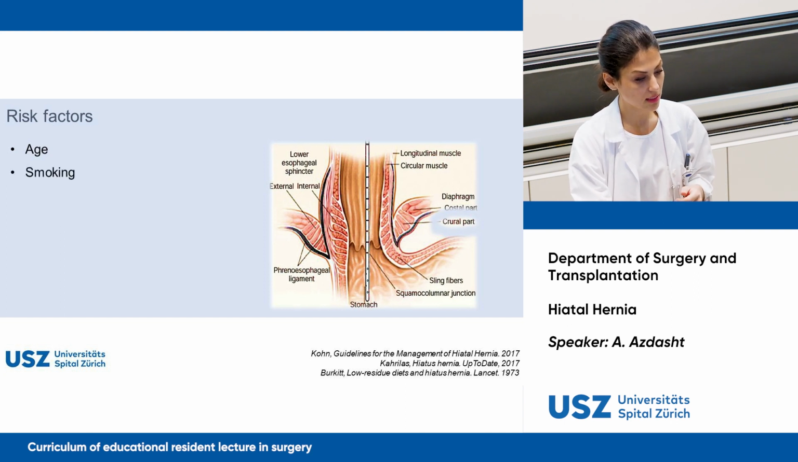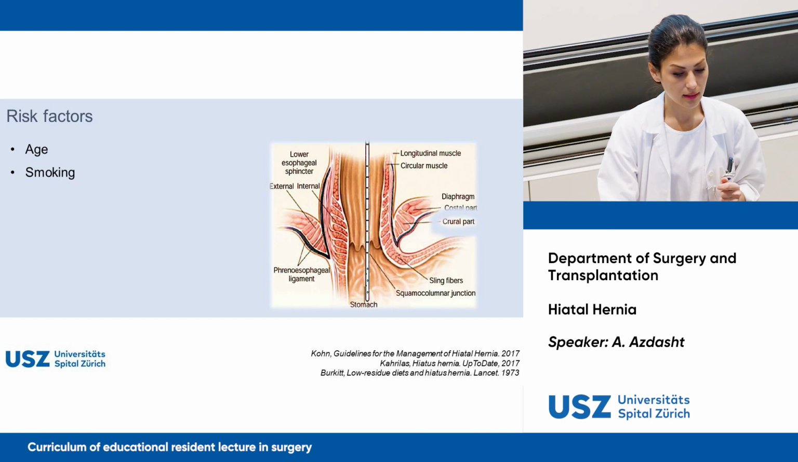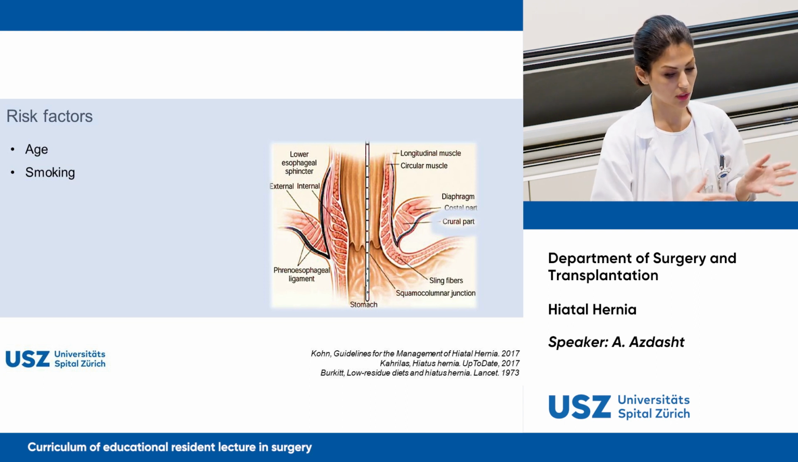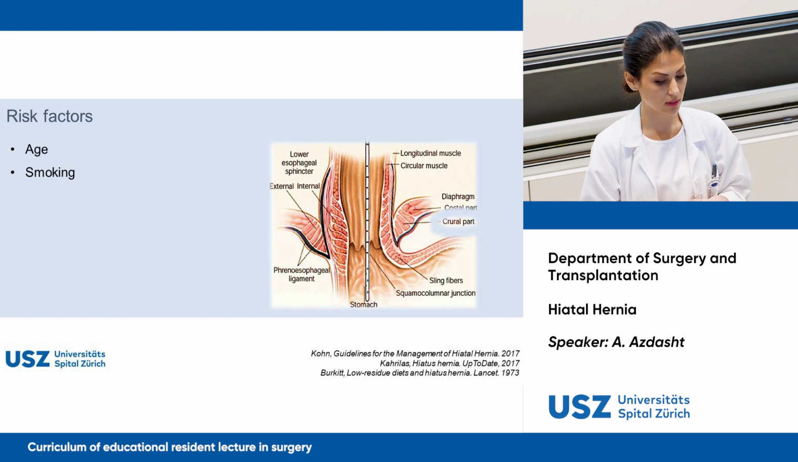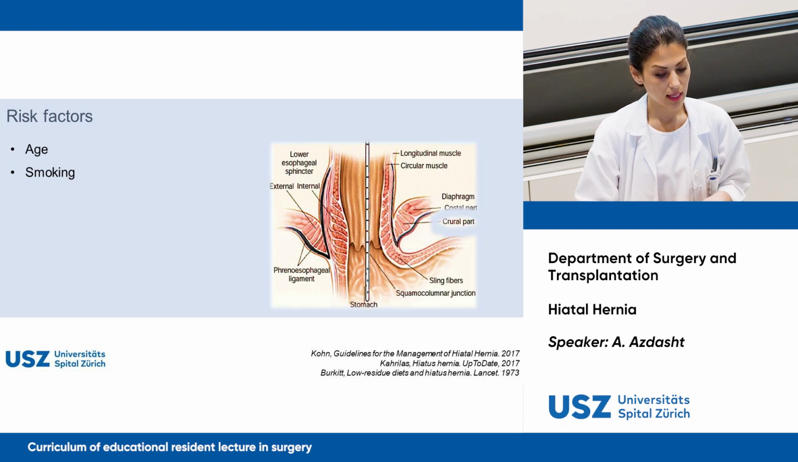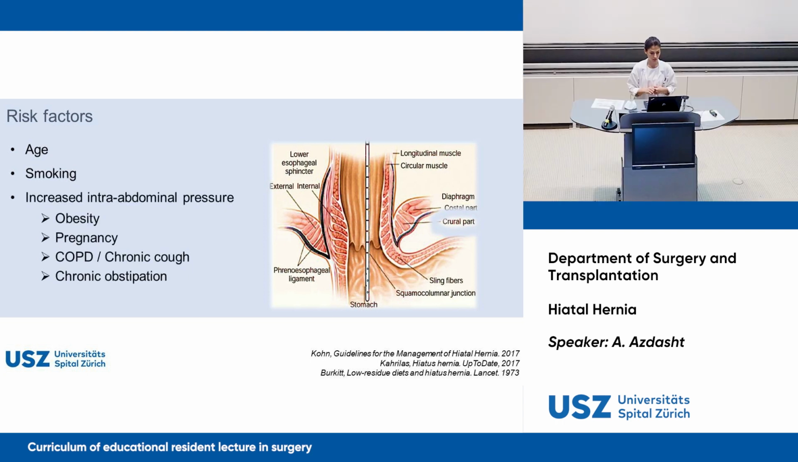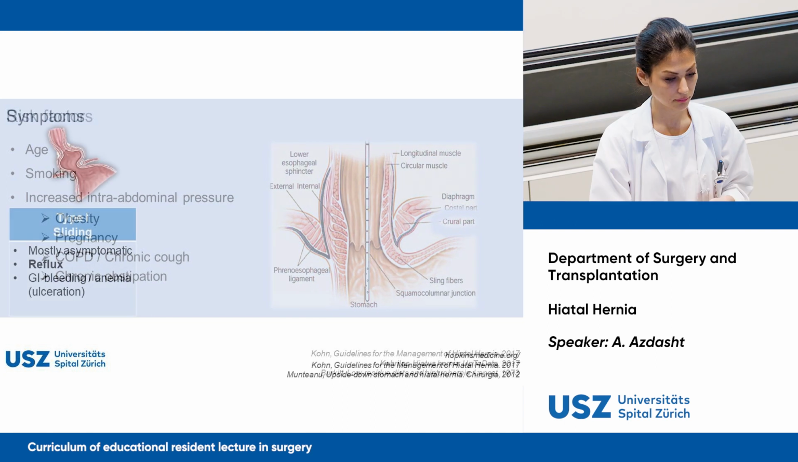Another risk factor is smoking, and here it is due to the fact that smoking causes a loss of elastin fibers in the diaphragm crura. And the last one I would like to tell you is increased intra-abdominal pressure. This can be due to obesity or pregnancy or even chronic obstipation.